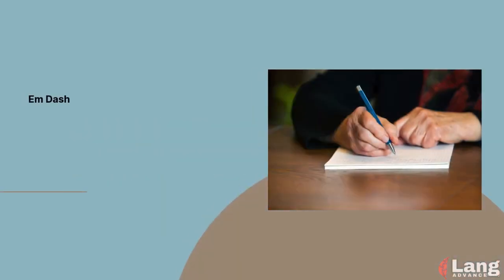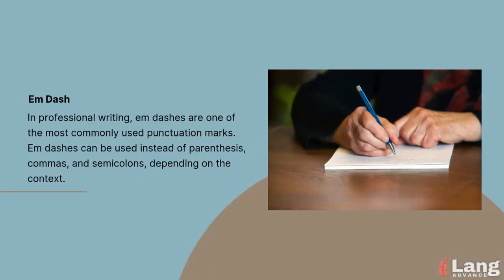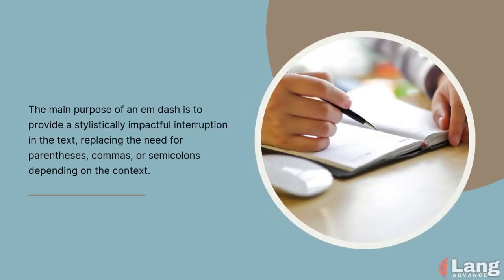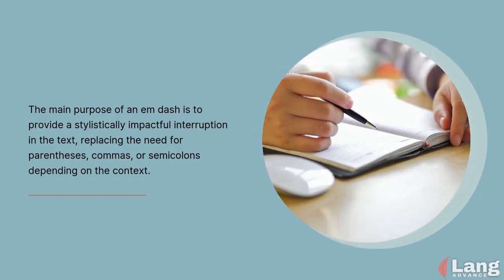Em dash. In professional writing, em dashes are one of the most commonly used punctuation marks. Em dashes can be used instead of parentheses, commas, and semicolons, depending on the context. The main purpose of an em dash is to provide a stylistically impactful interruption in the text, replacing the need for parentheses, commas, or semicolons depending on the context.